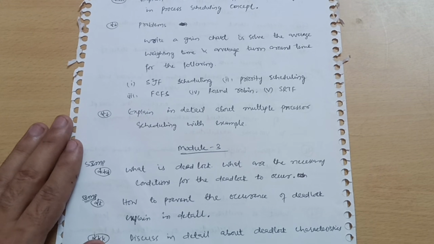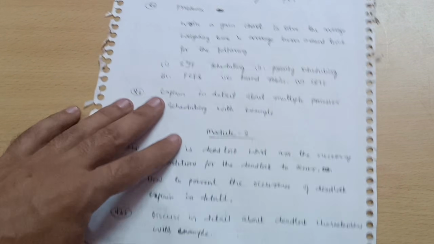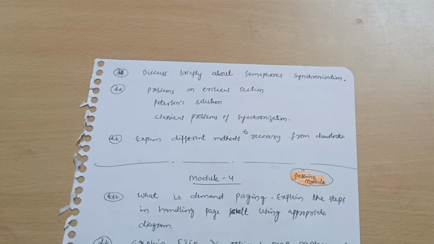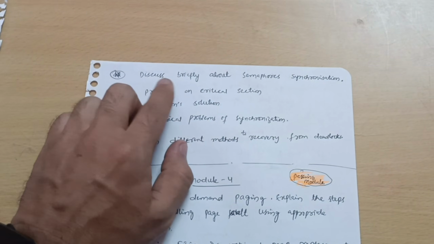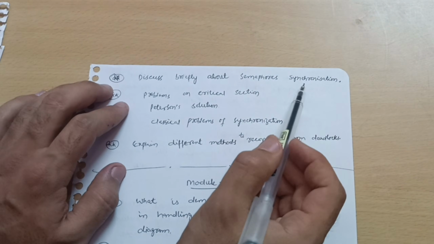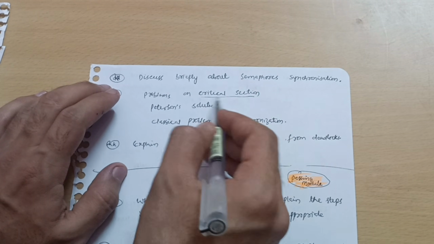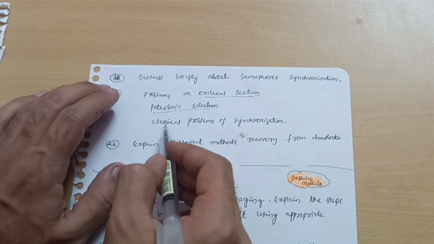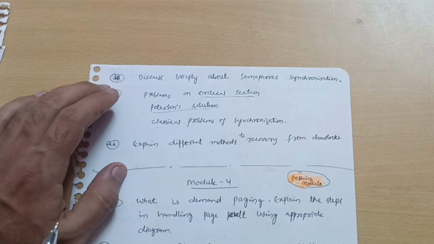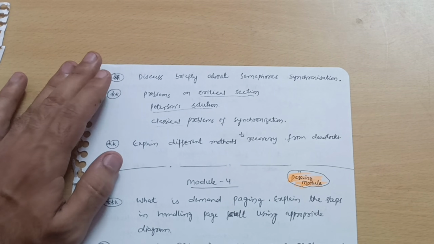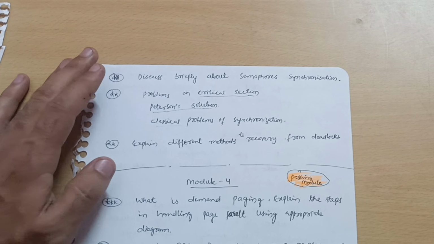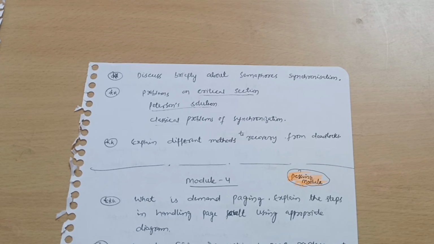Discuss in detail about deadlock characteristics with examples. Then discuss briefly about semaphores and synchronization problems on critical section. You have to go through these problems on critical section and Peterson solution and classical problems of synchronization. So problems are very much important, dear friends. You should not leave the problems at all.